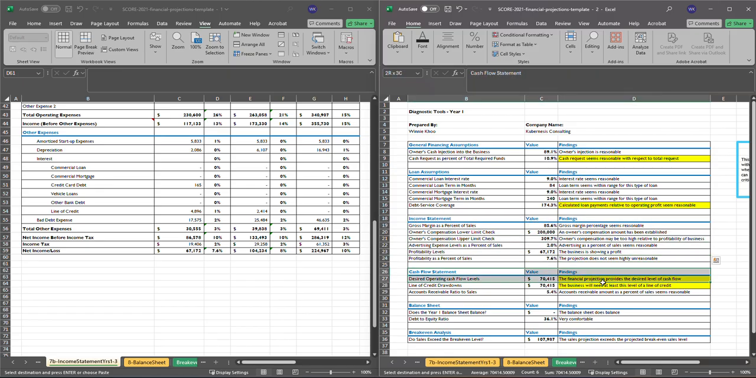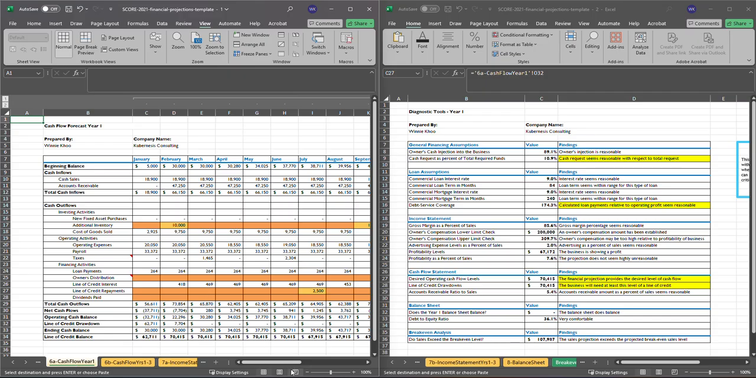So moving on to cash flow statement. Desired operating cash flow levels. So here it's saying if it is less than 0, then the financial projection does not provide the desired levels of cash flow. I do have an amount here, so that gives me the financial projection provides the desired level of cash flow, and that I remember looking at this and disagreeing with what it was pulling from.